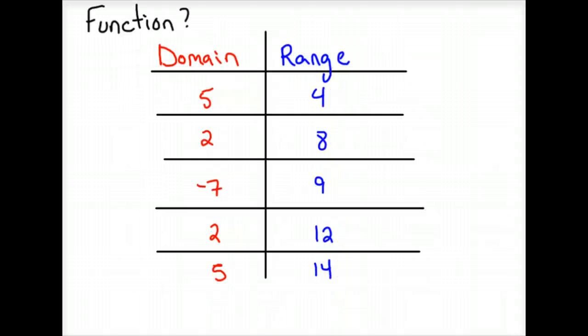Looking at my next example, again, highlighting the x values here: 5, 2, -7, 2, 5. Well, in this case, yeah, we have the 5s that repeat, and we also have the 2s that repeat. So we have two x values, both repeating. So is this a function? If you said no, that is correct. No, this is not a function.